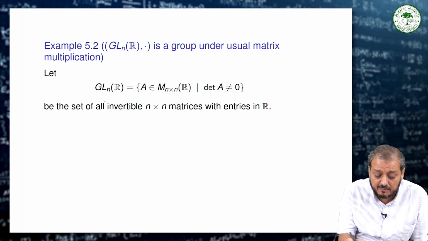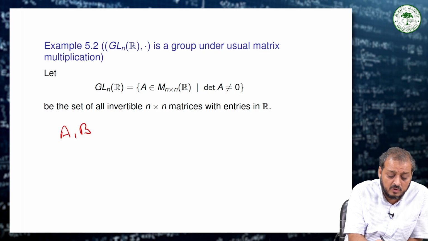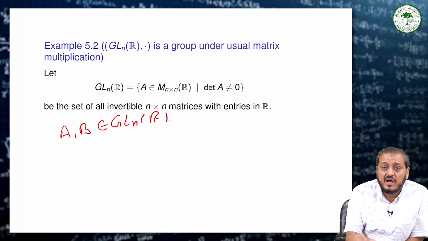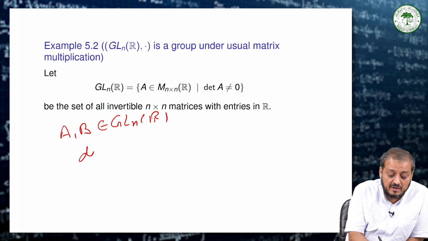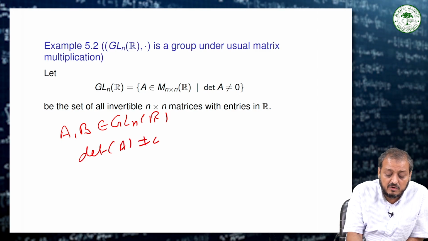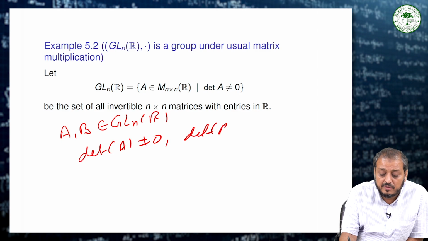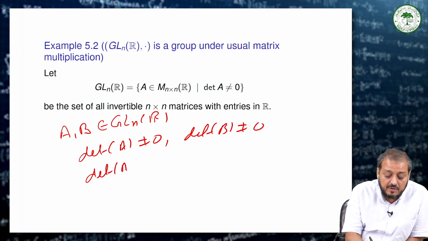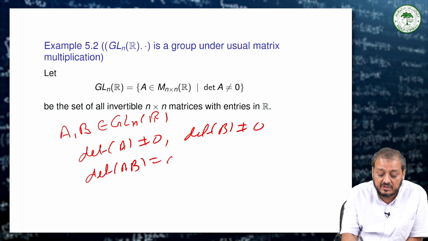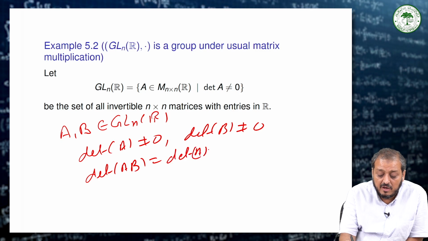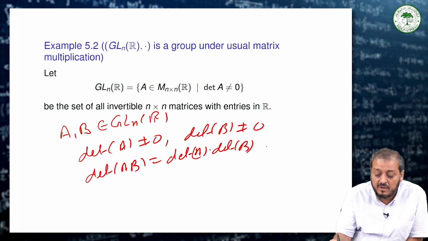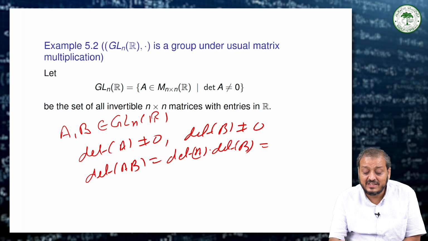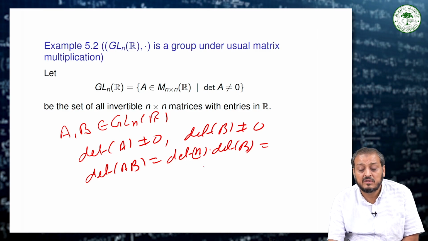So we just take matrices A and B. First we show closure, that AB belongs to GL(n, R). If A and B are elements of this G, then the determinant of A is clearly not equal to 0, and the determinant of B is also not equal to 0. By the property of determinants, the determinant of AB is the determinant of A times the determinant of B, and both are not equal to 0, so this product is also not equal to 0.